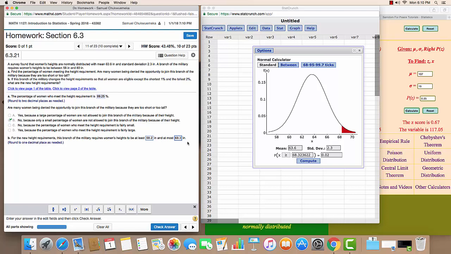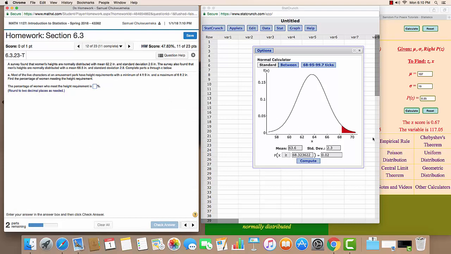Okay, the people that are now eligible are the women who are at least 58.2 inches and at most 68.3 inches. So any woman that is shorter than this height or any woman that is taller than this height is not eligible. Okay.